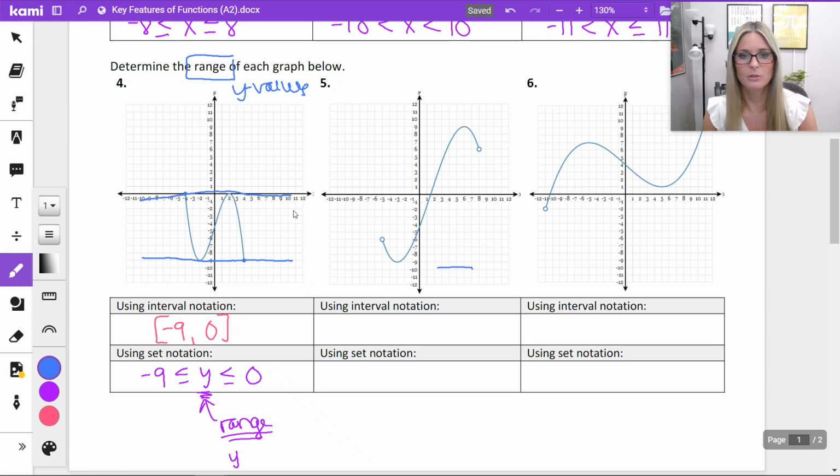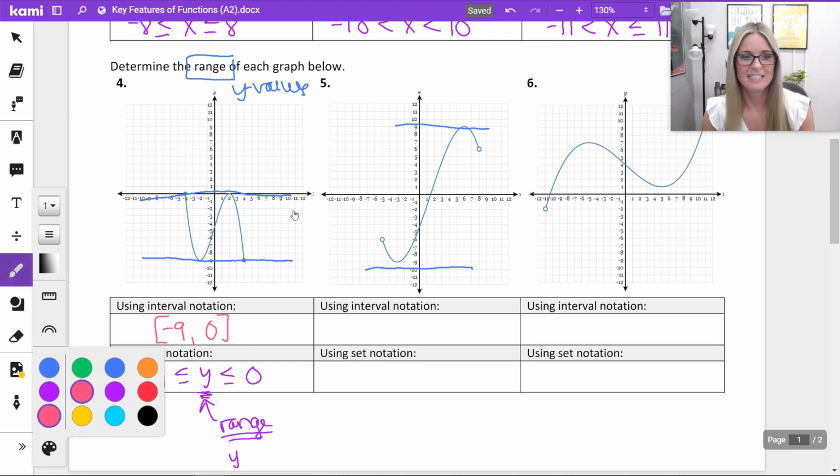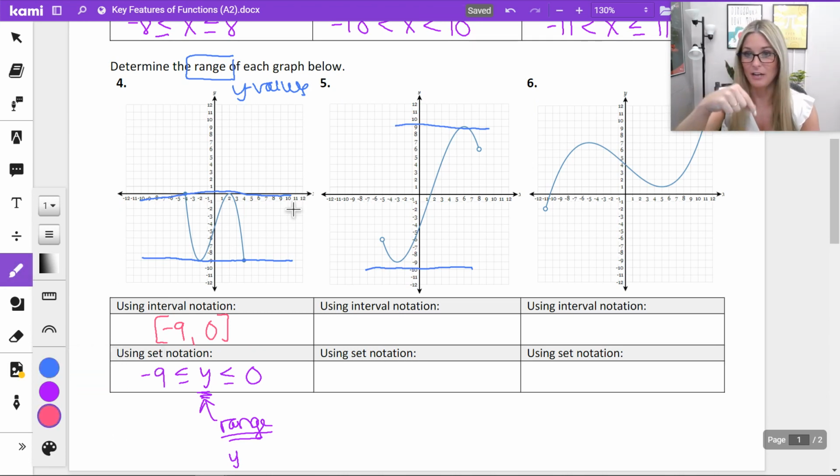Number 5, how low does it go? -9, didn't quite get it on there, as high as +9. Set notation, -9, you want to do your lowest, smallest number first. -9, this is what I was talking about. It's inclusive. Use that bracket. It dips. It goes through there. There is a solid circle. There's an included point there. -9 all the way up to +9. Again, passed through, so bracket.